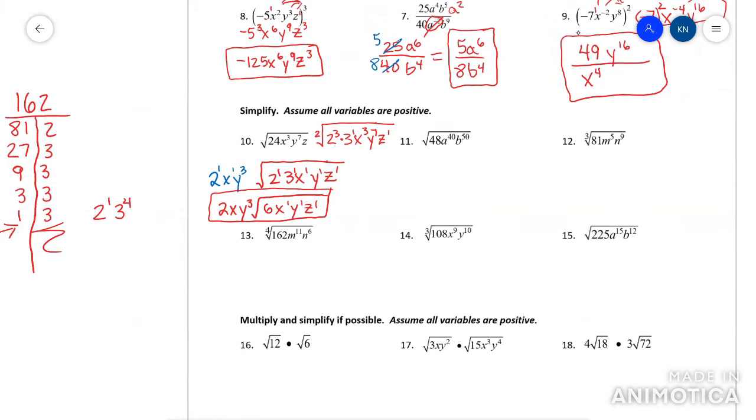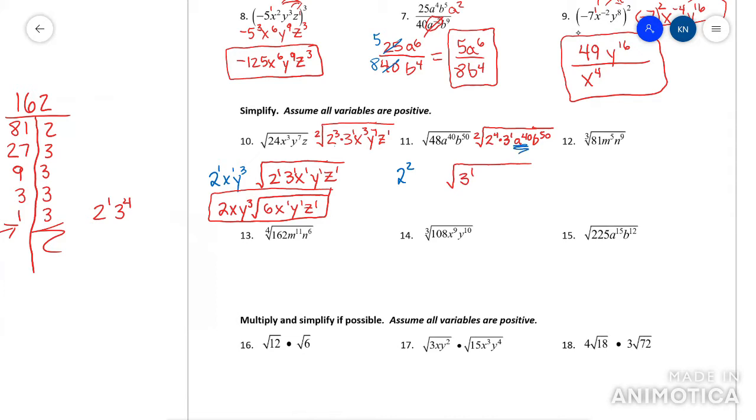All right, let's look at this next one. 48 is 2 to the 4 times 3 to the 1. Then I had a^40, b^50, and it's a square root. All right, so you're ready to do this whole process again. And basically you say, okay, how many groups of 2 can I take out? Well, there's 4 of these. That means 2 groups of 2 with no leftovers. Now there's only one 3, so you can't take out the 3.